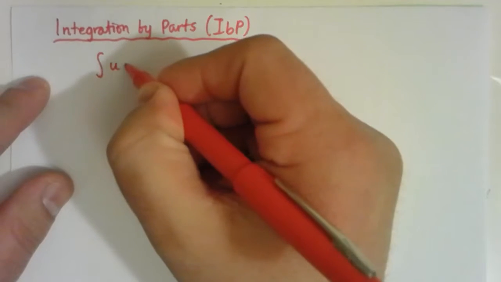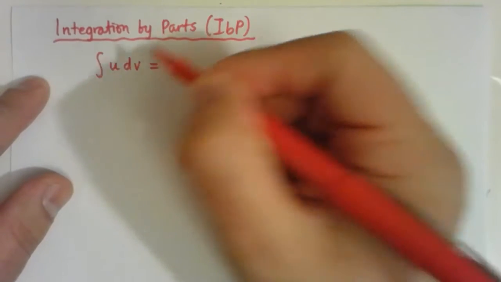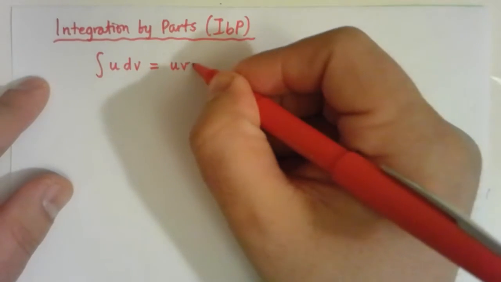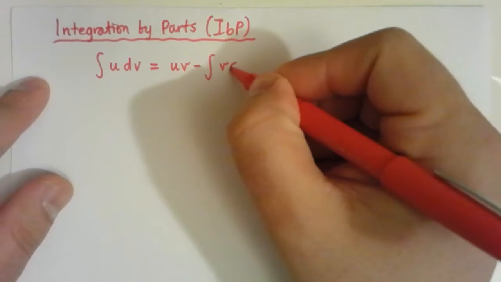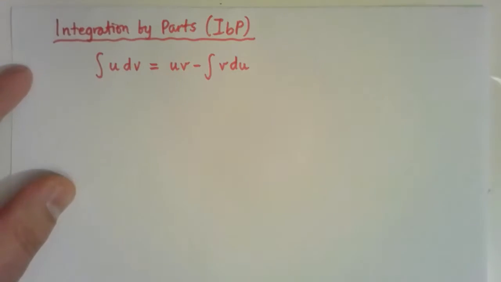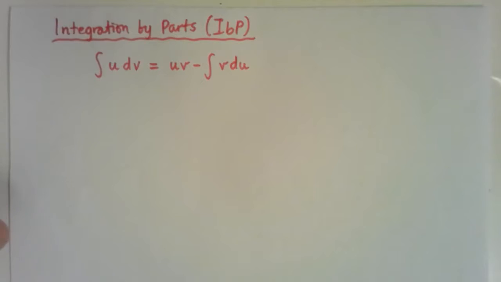So if we have u dv, we just can write it as uv minus integral v du. So this fact basically comes from the actual product rule in differentiation, and then that leads us to this formula. And I can say this is a beautiful method in integration.